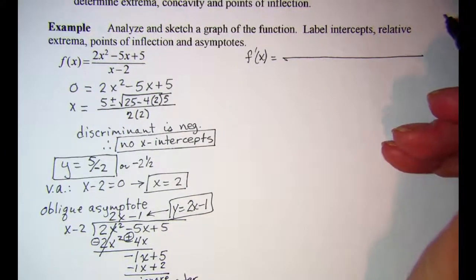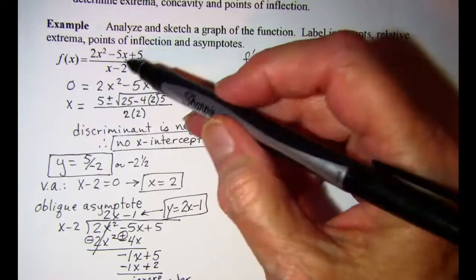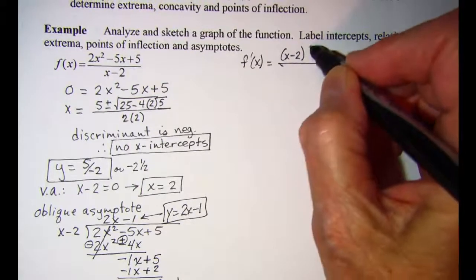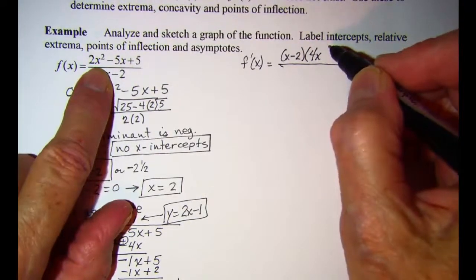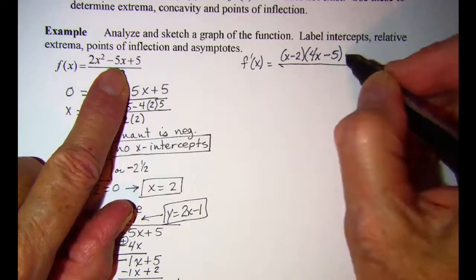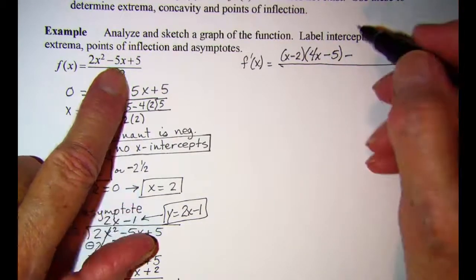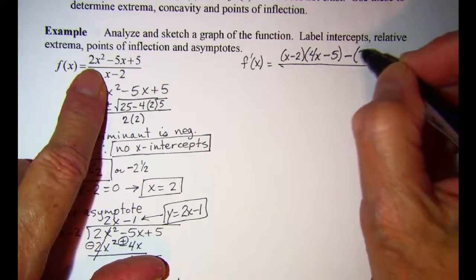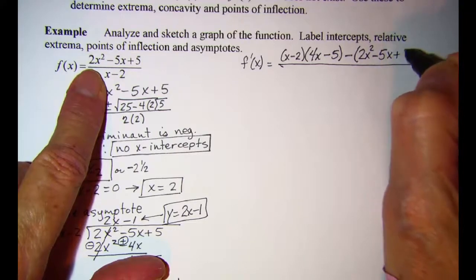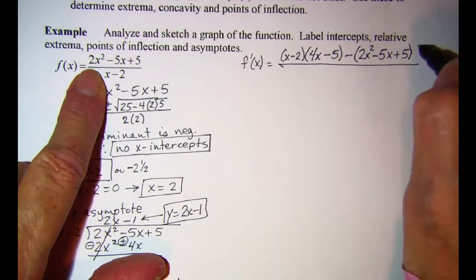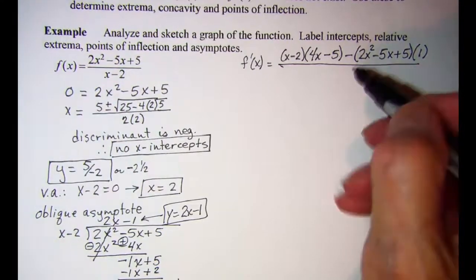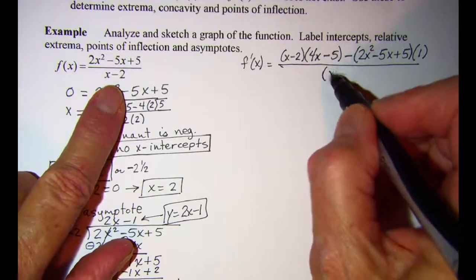And our first derivative, we have x minus 2 times 4x minus 5, subtract the numerator, 2x squared minus 5x plus 5 times 1, over the square of the denominator.